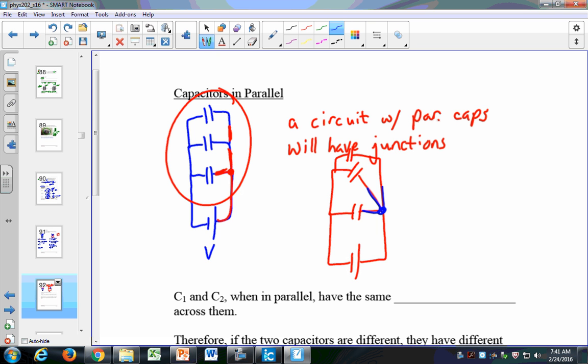Why is that second horizontal not a junction? The second horizontal? Yes, so like on that second. Okay, let me clarify because I'm going to erase this.